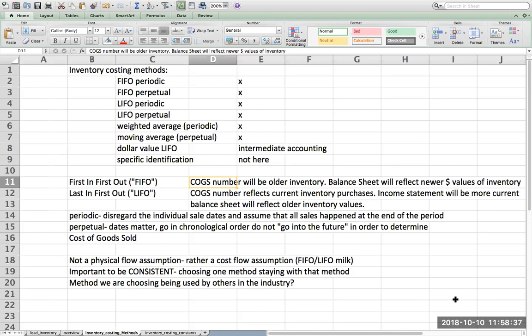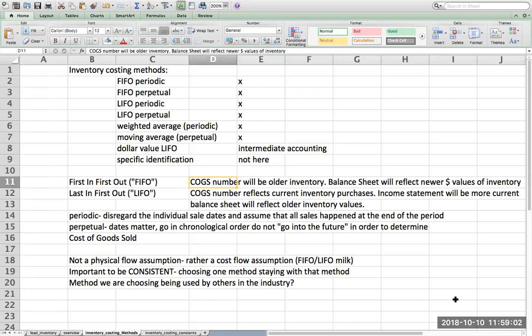And as far as what does periodic and what does perpetual mean? Periodic means that I disregard the dates of sale, disregard the individual sale dates. I assume that all of the sales happened at the very end of the month. And I go through and compute FIFO and LIFO using that assumption.